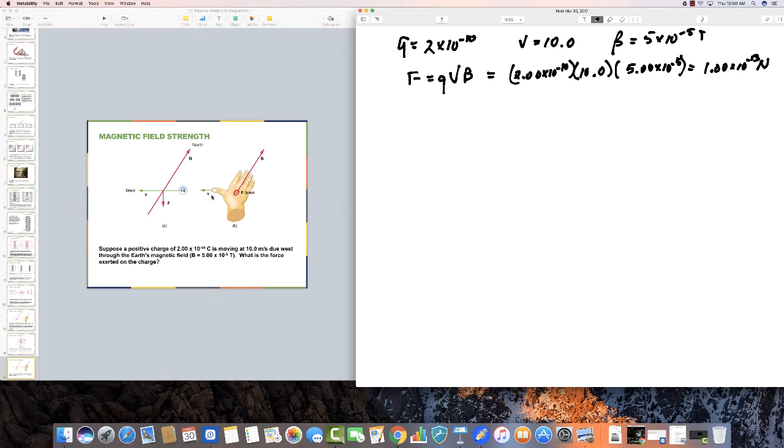And as shown in the diagram here, if you put your finger in the direction of the field and your thumb in the direction of the velocity, this finger would point straight down. And so the direction is down.